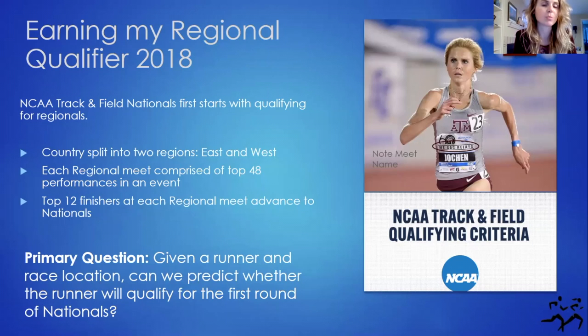The NCAA splits the country into two regions, the East and the West region. Each region has a regional meet every year, which is comprised of the top 48 performances in each event. Then at the regional meet, the top 12 finishers advance on to the national meet. So as I said, every year the goal was to get to nationals.